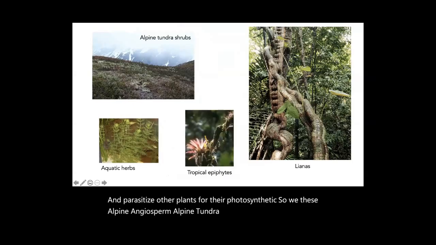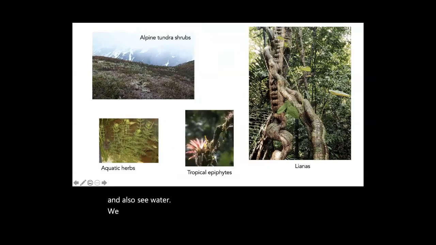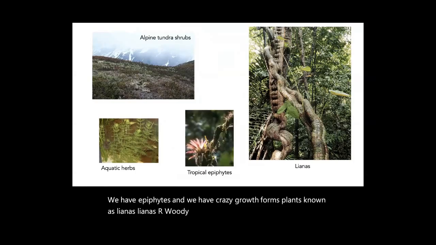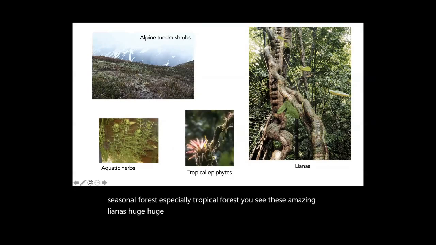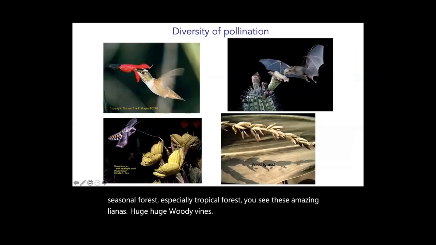There are even aquatic angiosperms that have actually returned back to the fresh water and also seawater. We have epiphytes, and we have crazy growth forms, plants known as lianas. Lianas are woody vines. And if you go to really wet aseasonal forest, especially tropical forest, you can see these amazing lianas, huge, huge woody vines, basically structural parasites.